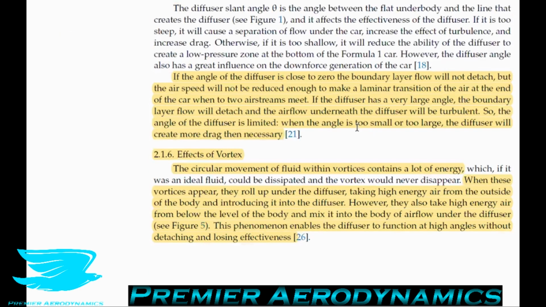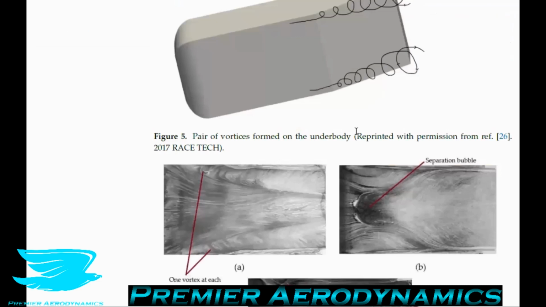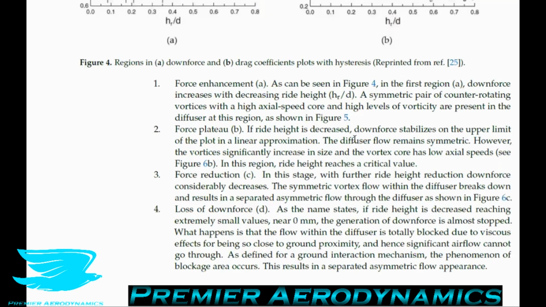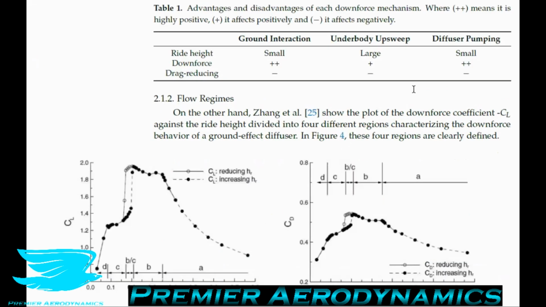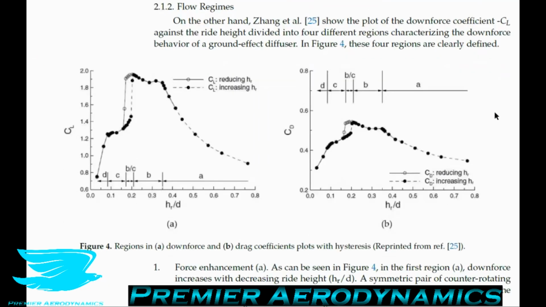So we're going to go to the armored body and talk about the different flow regimes and their effects on the downforce being produced. So we have in figure 4 two graphs. They both have the same x-axis, so they show the ride height, so the distance to the ground. Then on one graph, the y-axis is the lift coefficient or the downforce coefficient. The other graph is the drag coefficient.